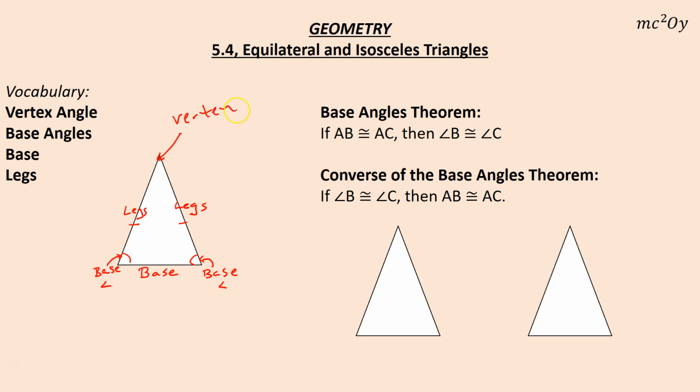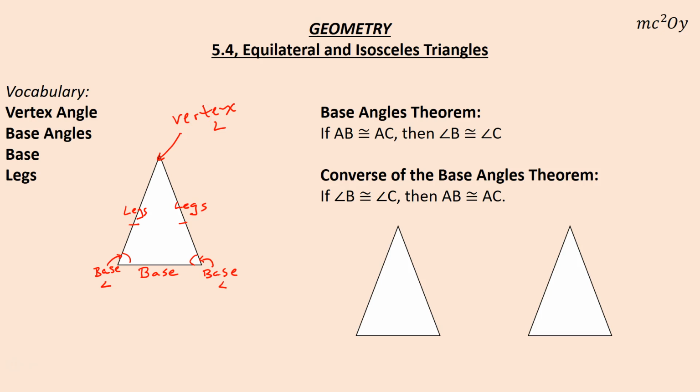Now I keep saying typical isosceles triangle because technically an equilateral triangle is also isosceles. But that would mean all angles and all sides are congruent. You wouldn't worry about what's called a base and what's called a leg. So there we've got some vocab for us.